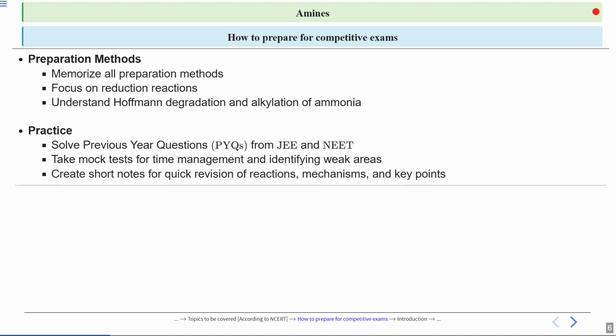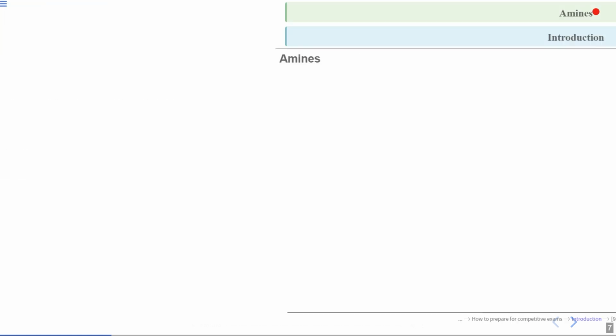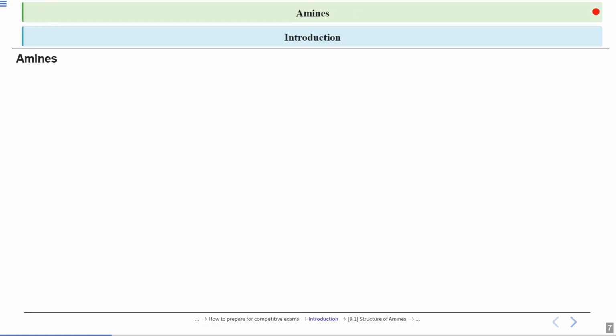And last, you need to create short notes for quick revision. Summarize key reactions, mechanisms and important points about amines. This will make it easier to review before exams and it will ensure that you remember the most important details. So now let's start with the chapter amines.